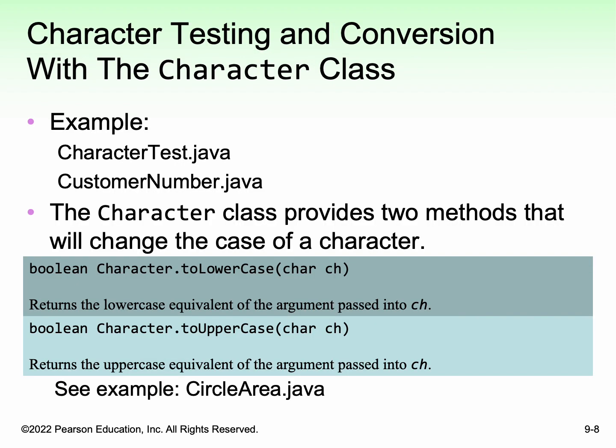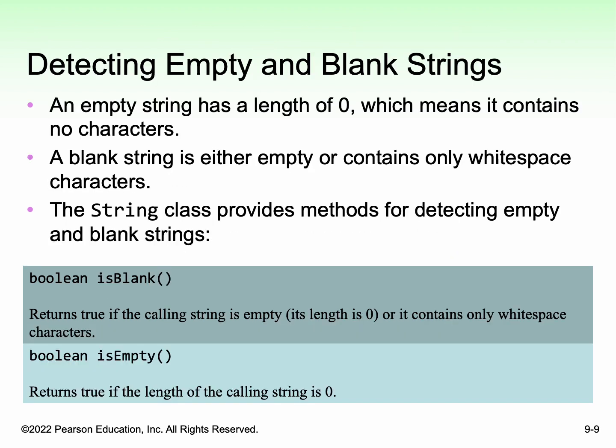Now, the next two methods that I'm going to show you actually return something to you. These methods, toLowerCase and toUpperCase, will return either a lowercase equivalent of whatever character you pass into this method, or if you're using toUpperCase, it's going to return the uppercase equivalent of whatever you're passing, which is pretty neat.